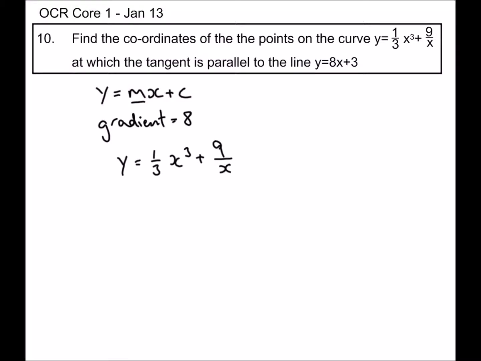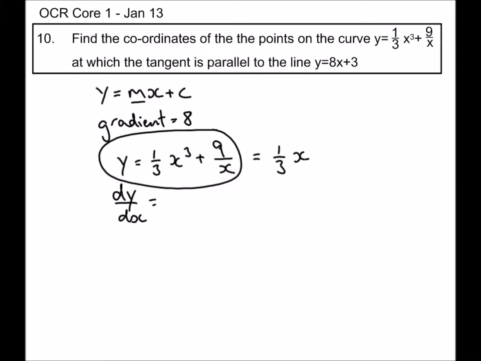To do that, we're going to start with our curve y equals a third x cubed plus 9 over x, and we're going to have a go at finding the gradient function. So for that, we're going to have to differentiate. Now, before we can differentiate, we need to have the equation of our curve in a polynomial form, which means it's all a number times x to a power. So we need to rewrite 9 over x as 9x to the minus 1. Now it's in a form I can differentiate.